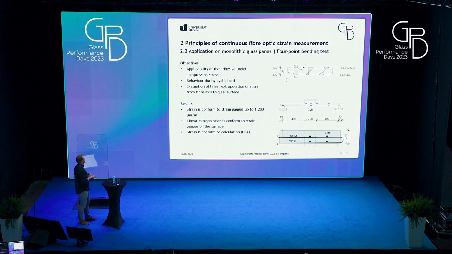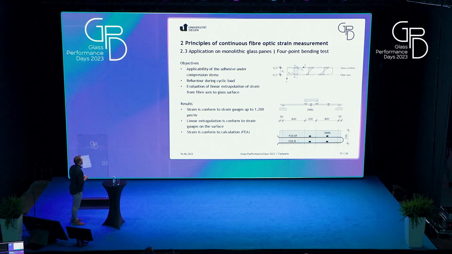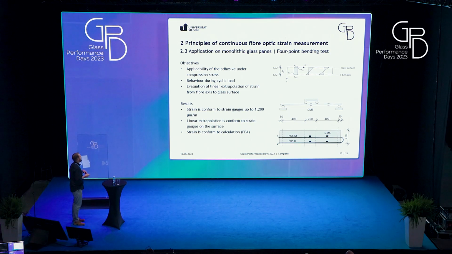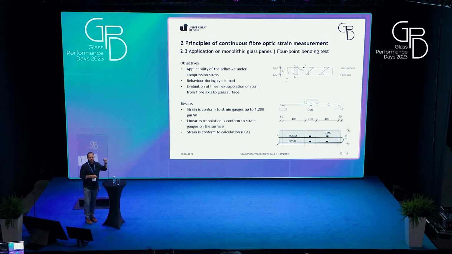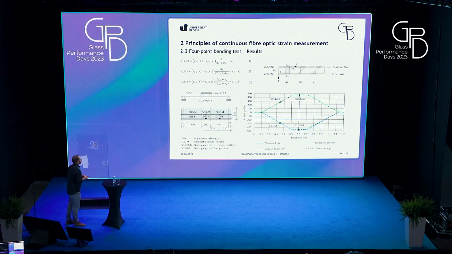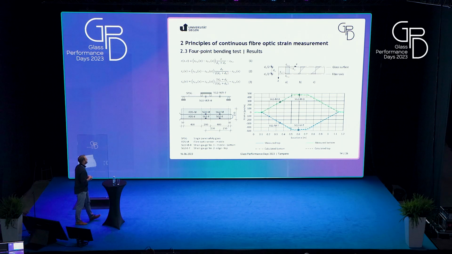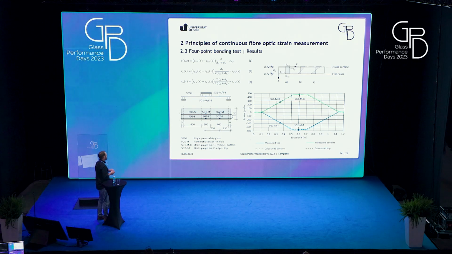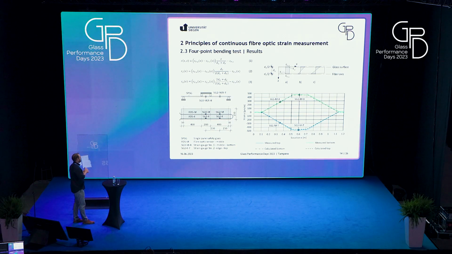And what we wanted to find out is the applicability of the adhesive under the compression stress, the behavior during cycling load, and the evaluation of the linear extrapolation of strain from the fiber axis to the glass surface, because there's a little distance between the fiber axis and the glass surface that has to be transferred. So these are the results. The equations bottom left are simple geometrical ones, and on the bottom left we see again the test setup with the strain gauges and the fiber that is applied on the bottom glass pane.